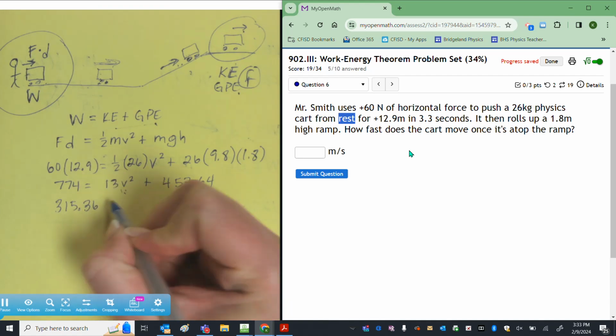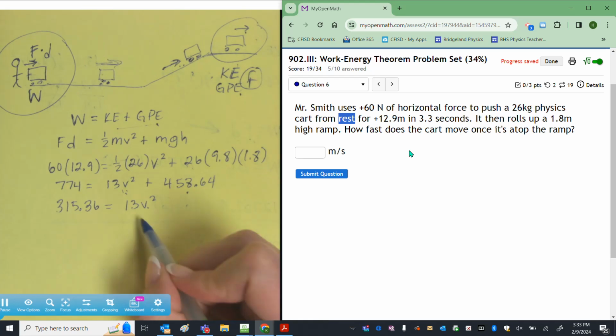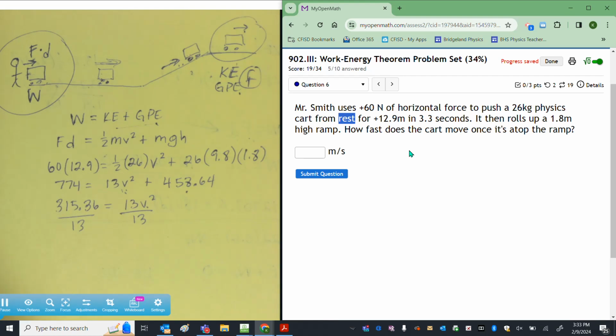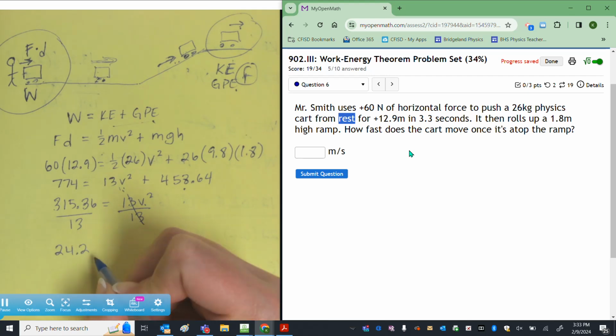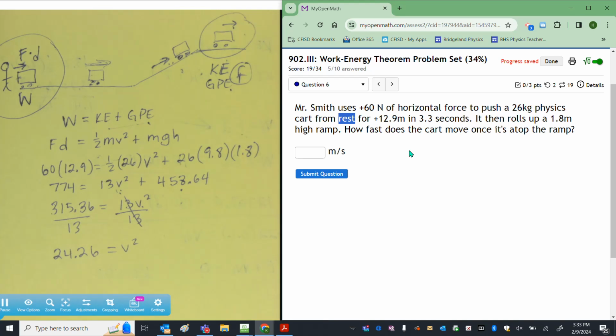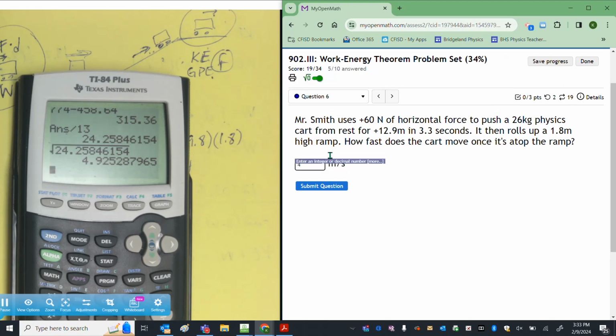315.36 equals 13v squared. Again, I still need to solve for this v. I need it by itself. We're going to divide both sides by 13. That's going to leave us with 24.26. I'm rounding this. Equals v squared, and again, I don't want that, I want the square root of that. And so what we get when we take the square root for that velocity is this number right here, 4.92528. It keeps going. I only need 2 decimal places, so 4.93 is how that would be rounded.